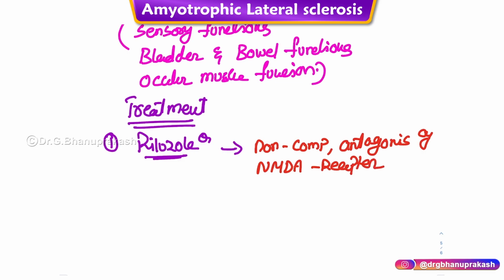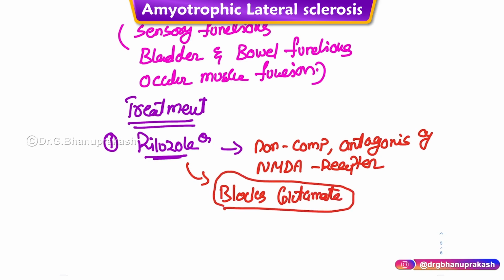In other words, simply we can say that it blocks glutamate. That's what it is, right? Whenever we talk about an antagonist of the NMDA receptor, it means it blocks the glutamate. So riluzole is the drug of choice or the treatment of choice at present for ALS.